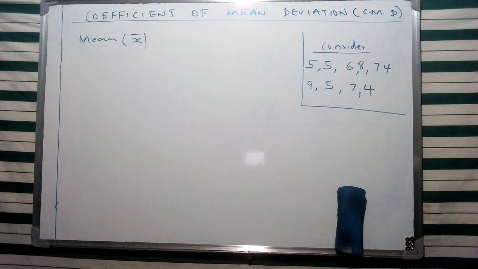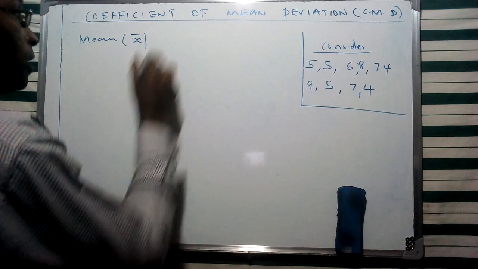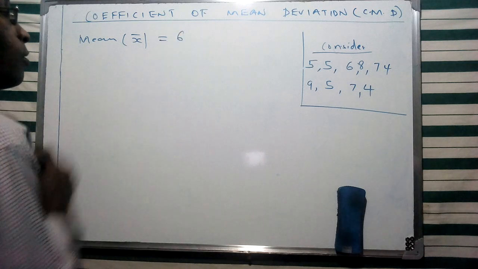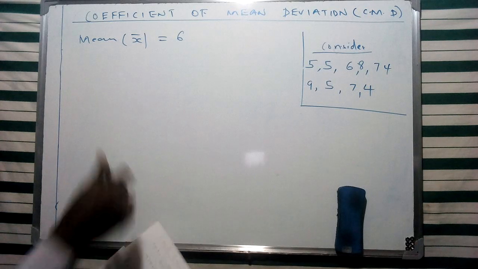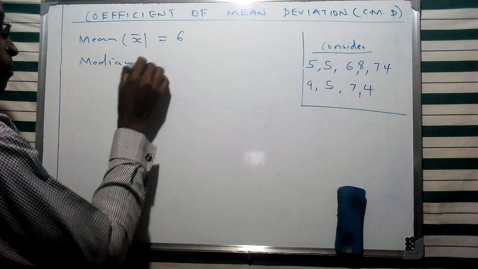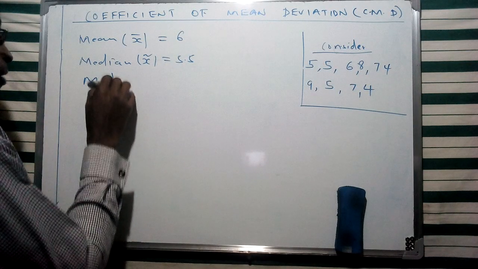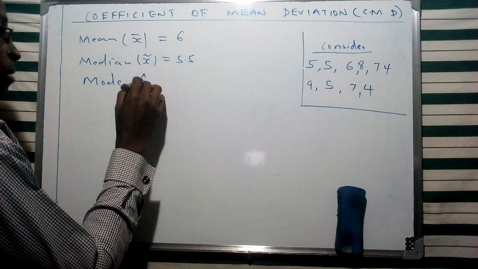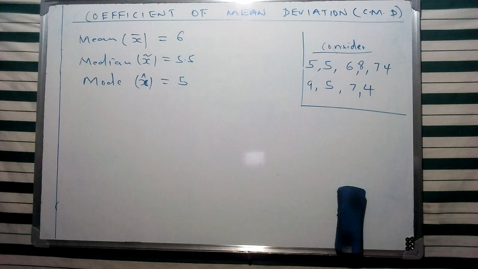And of course, we have said that for us to find the average, we are going to find the summation of this one divided by the number of observations, which gave us a value of 6. Of course, that was from our previous discussion, as I said. And of course, we had found our median, which was given in terms of this notation, which we said was 5.5. And then we had found our mode, which was the most frequently appearing value, in this case, 5.